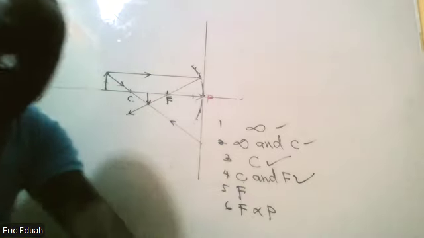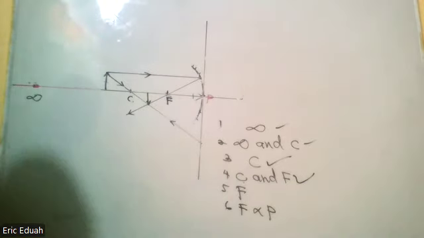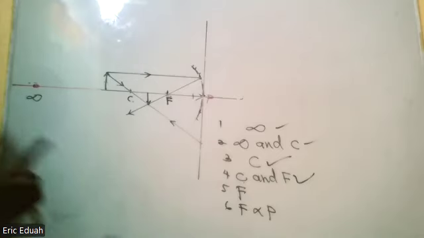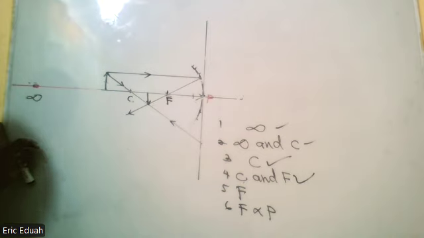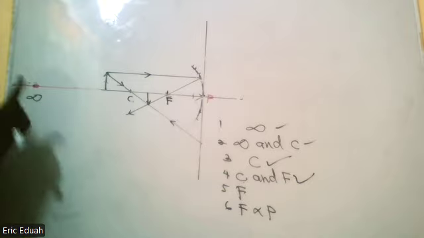Let's not waste time. Object at F. Image is real and inverted. And lastly, it is magnified.